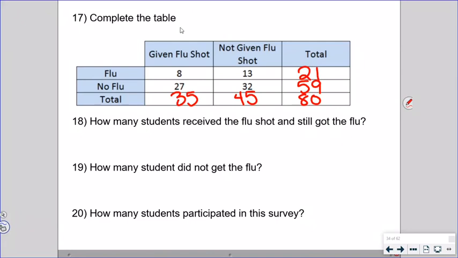I believe there was a 17 right before this where it says complete the table. Just did. I'll give you a minute or two to answer these problems.